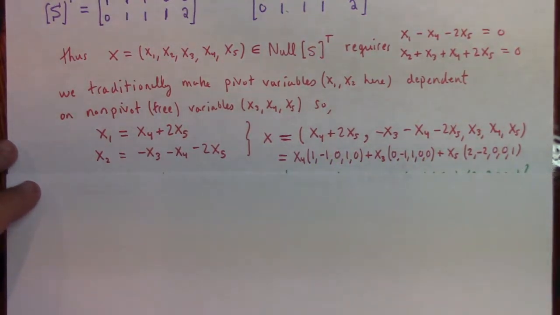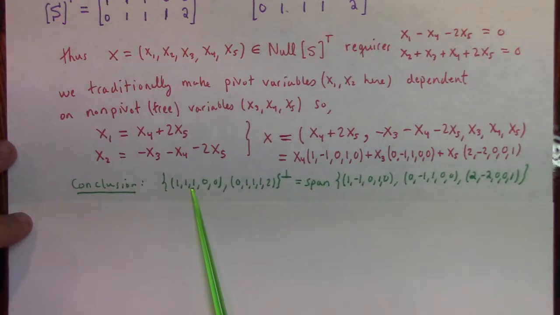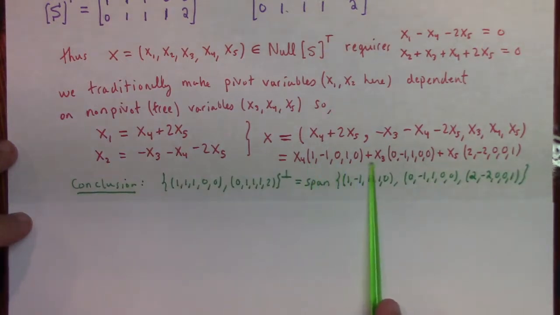Those three vectors form the basis for the null space of S transpose. And here's our conclusion. If we want to calculate the perp of (1, 1, 1, 0, 0) and (0, 1, 1, 1, 2) transpose, it can be formed as the span of these three vectors.